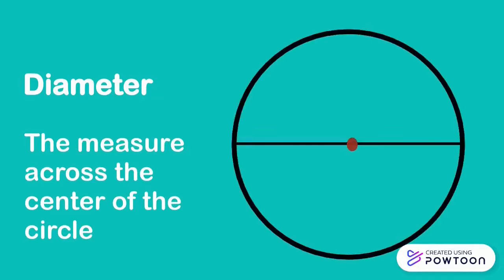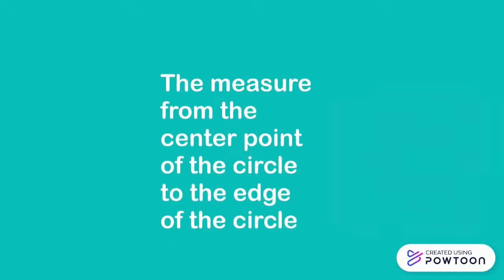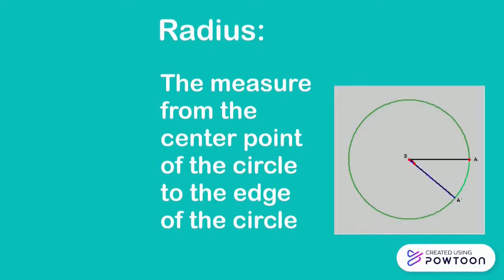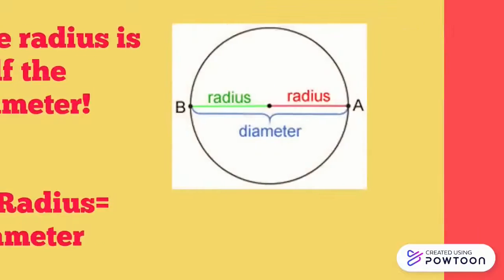The first is the diameter. It is the measure of the distance across the center of the circle like this. We can also measure the distance from the center of the circle to the outer edge. This one is called the radius of the circle. Do you notice any relationship between the diameter and the radius? You are right. The radius is half of the diameter.